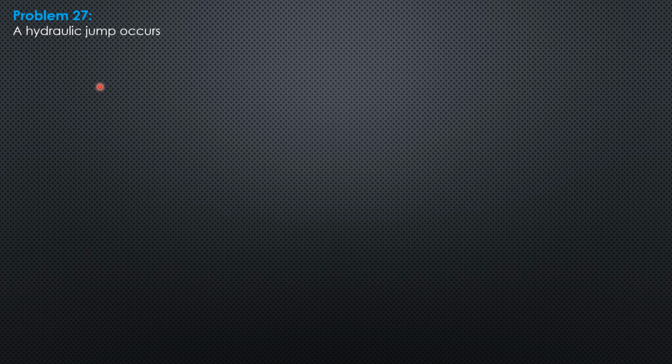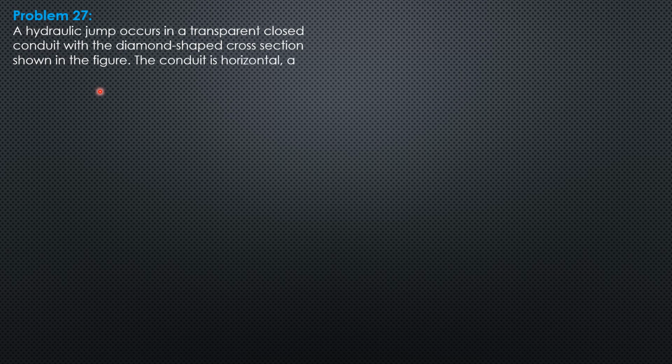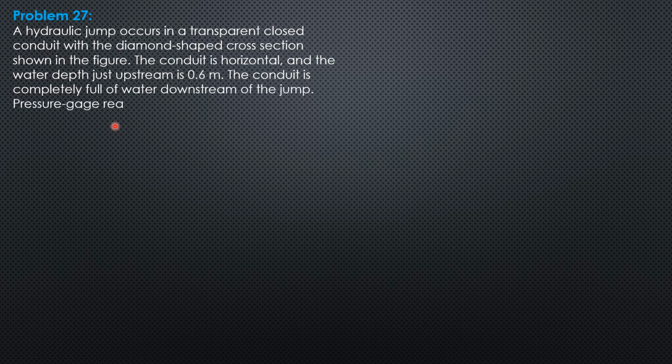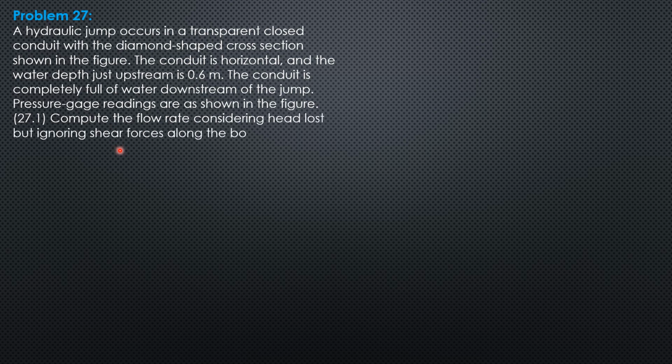Example 27: a hydraulic jump occurs in a transparent closed conduit with the diamond-shaped cross-section shown in the figure. The conduit is horizontal, and the water depth just upstream is 0.6 meter. The conduit is completely full of water downstream of the jump. Pressure gauge readings are as shown in the figure.